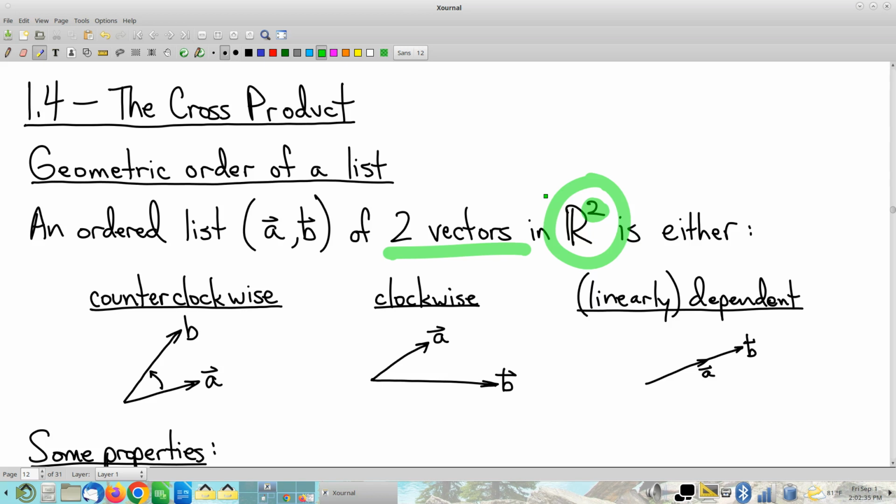Golly, I really can't see where the eraser button is. There it is.